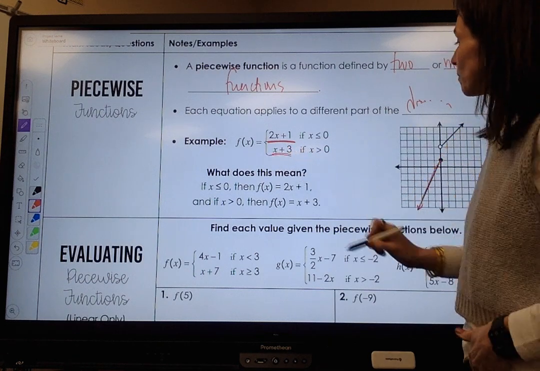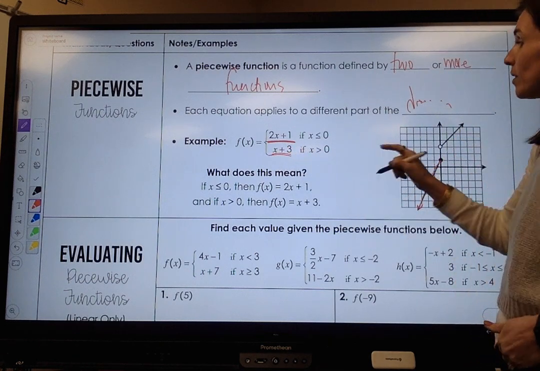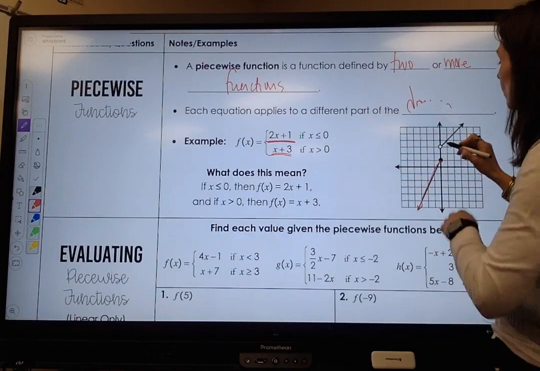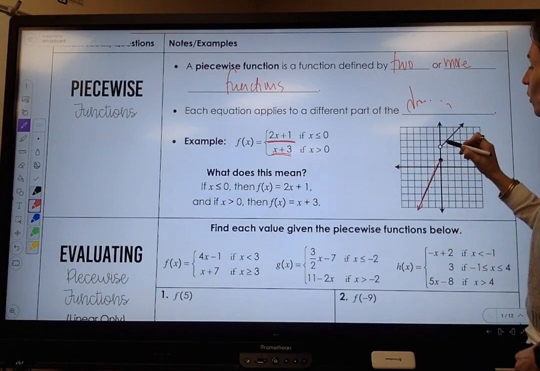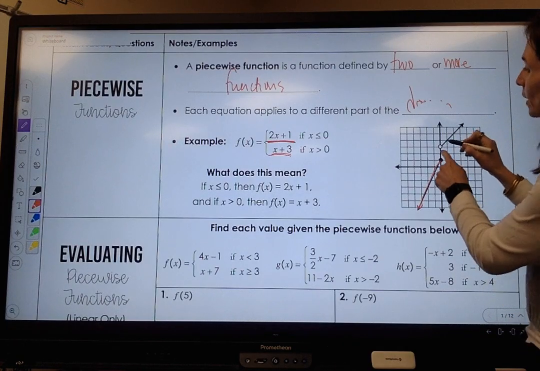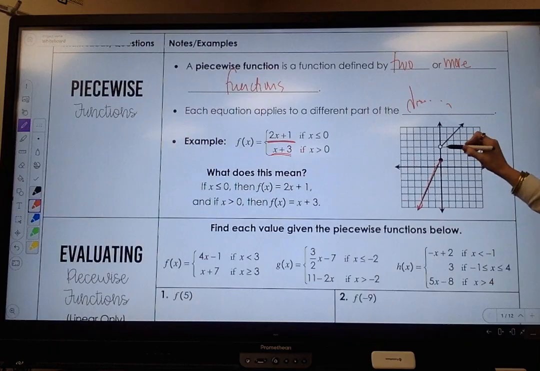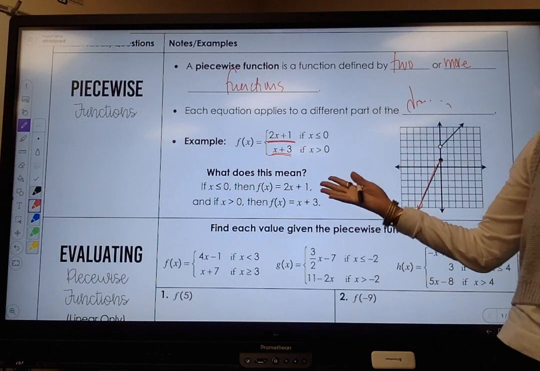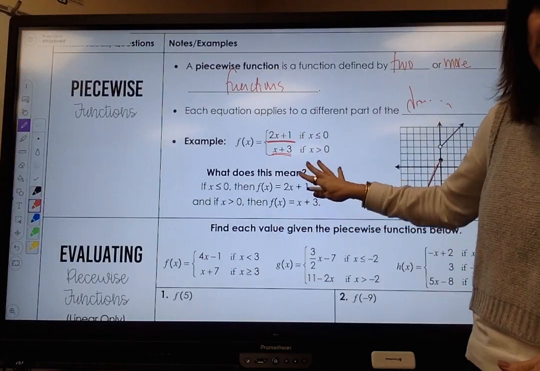On this part, x plus 3, here's where I begin. Notice it's an open circle because it wants to know when x is greater than 0. So my slope is 1, up 1 over 1, up 1 over 1, up 1 over 1. So I am only wanting to know when x is greater than 0, this linear function. All right, so that's what that looks like over here.